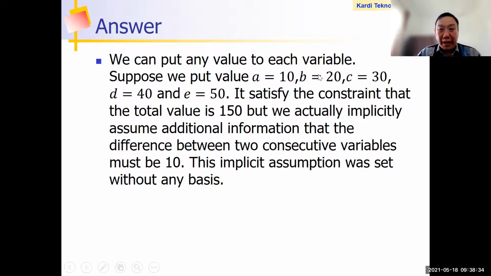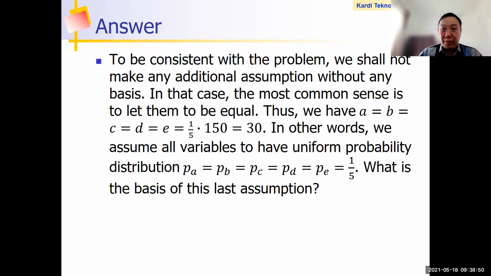So again, you can put any numbers to satisfy that constraint, but the problem with any numbers is you implicitly assume additional information, right? So this implicit assumption is set without any basis. If you use the most common sense, then you assume them to be equal, right? So in other words, we assume all variables to have a uniform probability distribution, which is 1/5. 1/5 times 150 becomes 30. What is the basis of the last assumption?